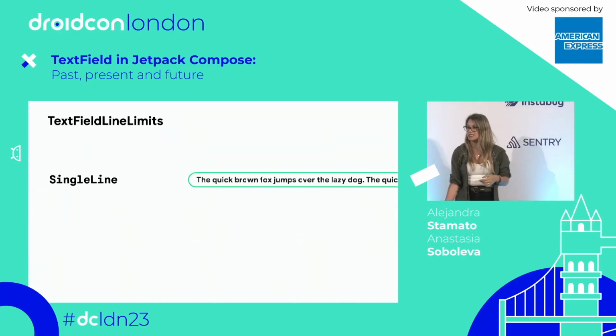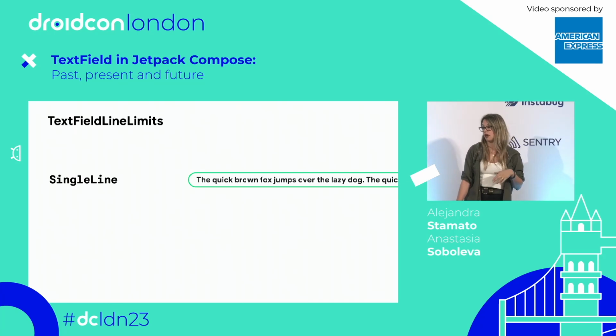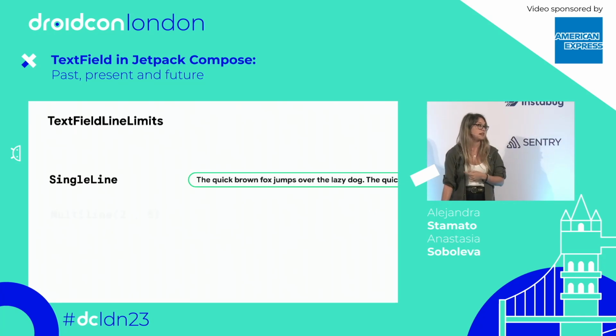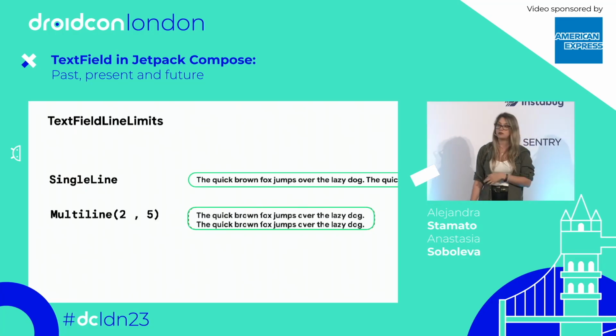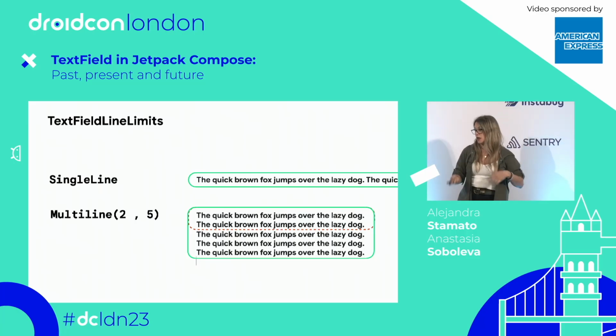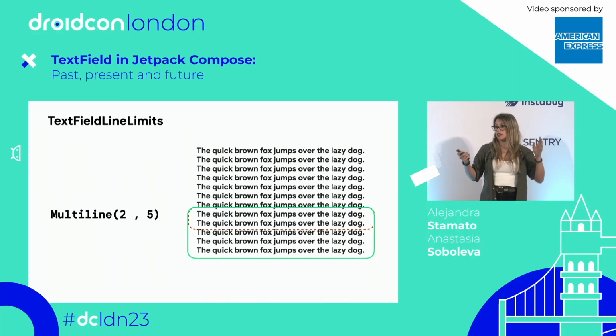So with single line, the text field as you type is always a single line tall. It ignores new lines completely, even if you type them, and it scrolls horizontally when the text overflows. And this is in contrast with MultiLine, which receives the min and max lines that you want your text to be. The text starts being min height in lines tall, and then as you type, it can grow to be max height in lines tall. You can keep typing, and it overflows. You go to the next line, and as you type, you get horizontal scroll for your text field.